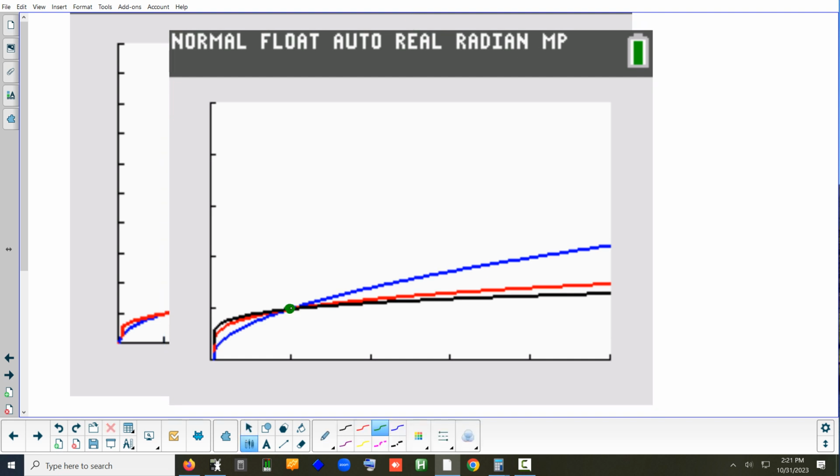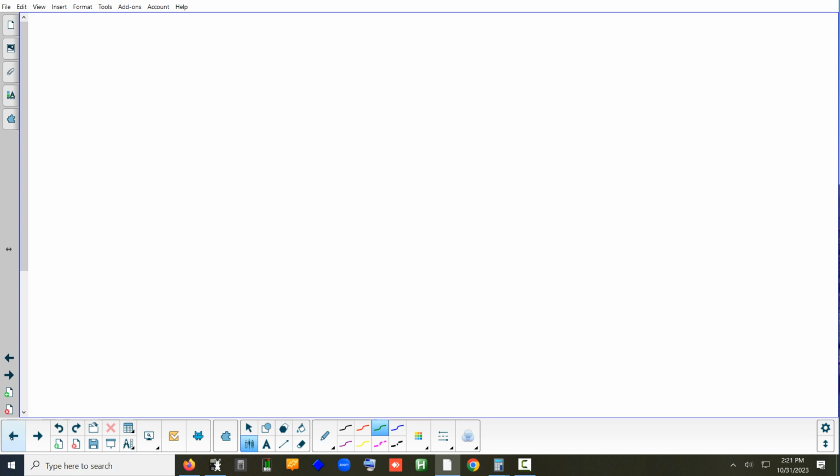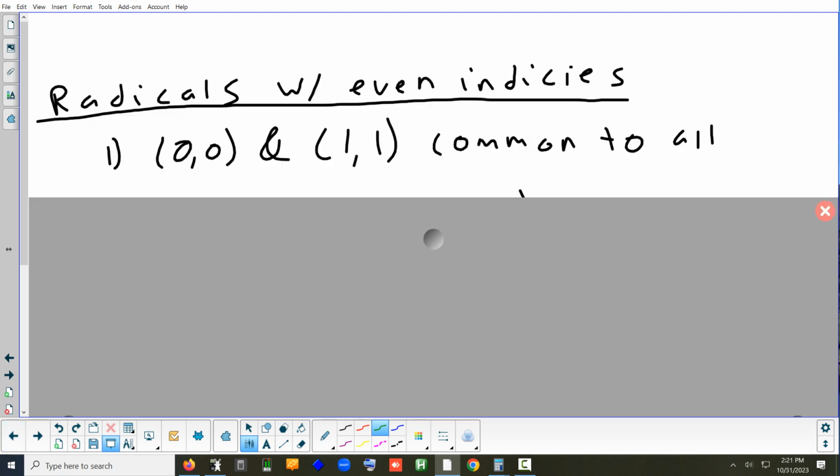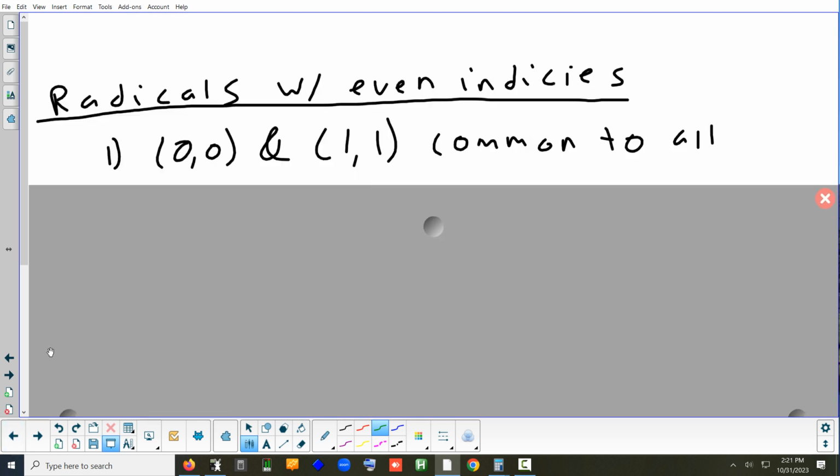They also all go through another point. It's a little harder to see just because of the way the calculator does it. 0, 0. Yeah, they all start at the origin. Right. So these are all different properties of even roots. They all go through the origin, and they all cross at 1, 1.